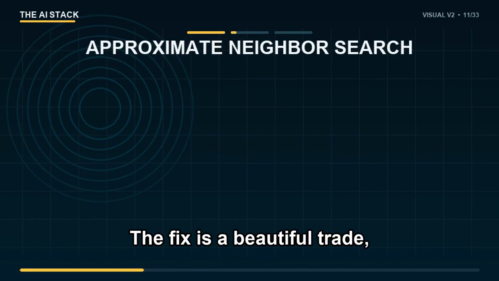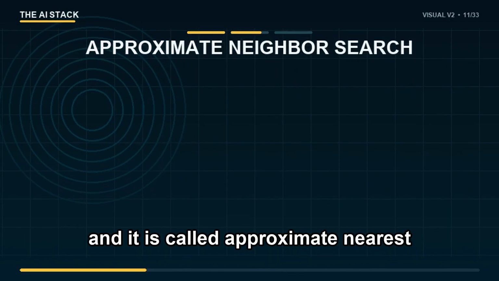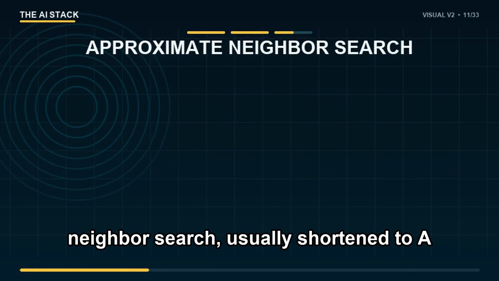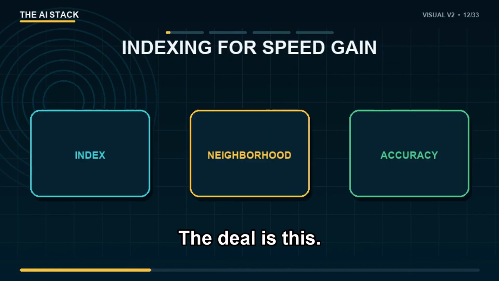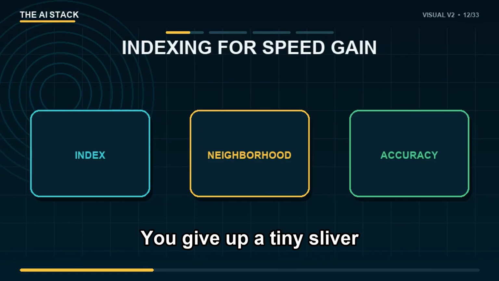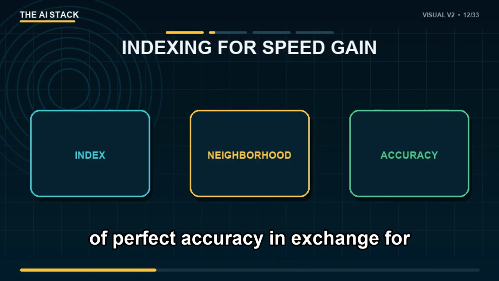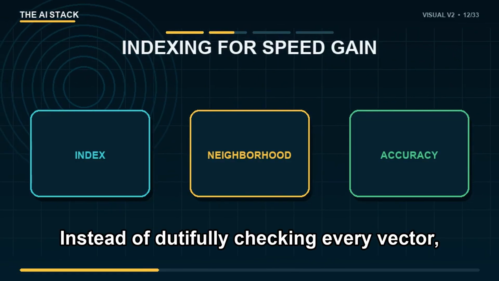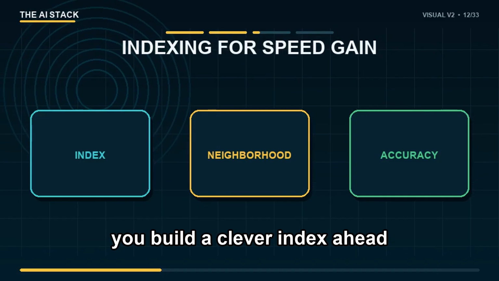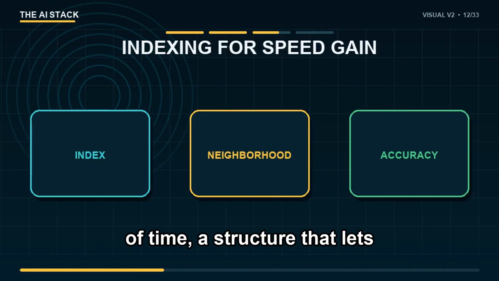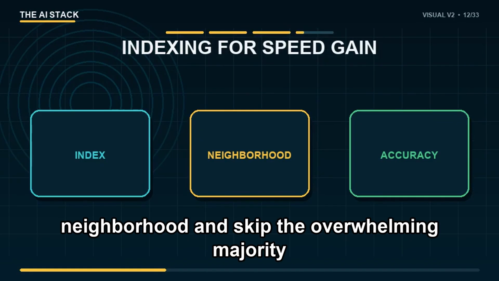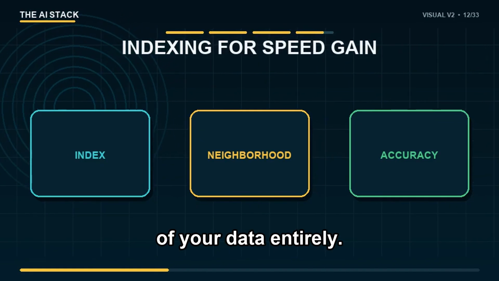The fix is a beautiful trade and it is called approximate nearest neighbor search, usually shortened to ANN. The deal is this. You give up a tiny sliver of perfect accuracy in exchange for an enormous leap in speed. Instead of dutifully checking every vector, you build a clever index ahead of time, a structure that lets you leap straight to the right neighborhood and skip the overwhelming majority of your data entirely.